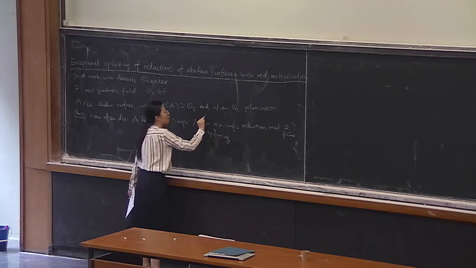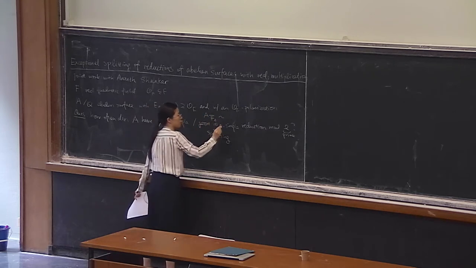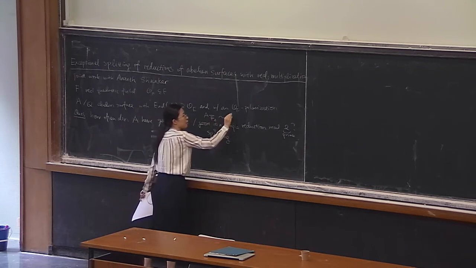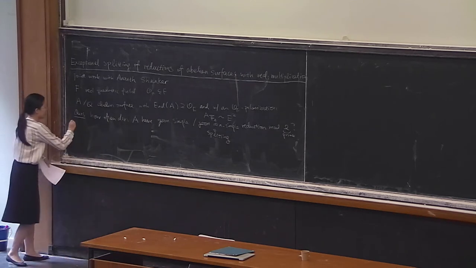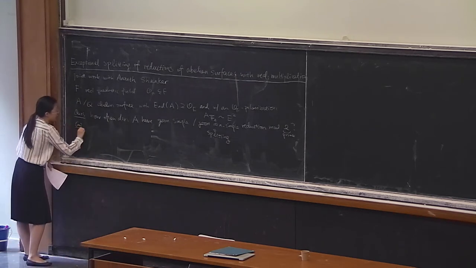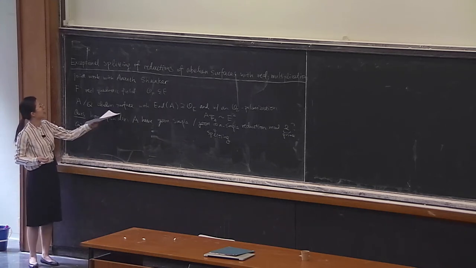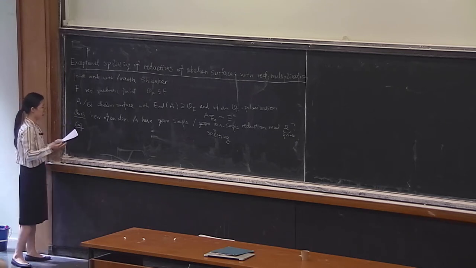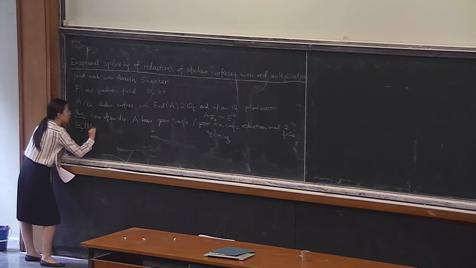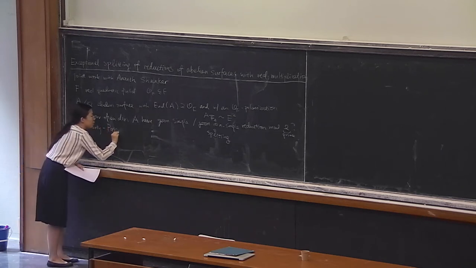In the sense that A base changed to the finite field FL, and then base changed to its algebraic closure, is isogenous to a product of elliptic curves. And in general, you can even ask the same question without any restriction, without saying that A is an abelian surface with real multiplication. You can just do it for any abelian variety.